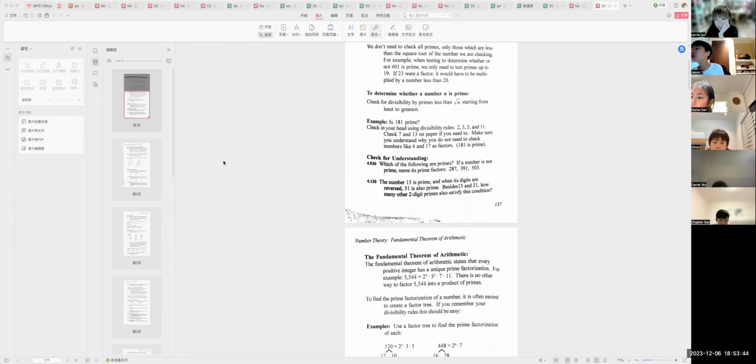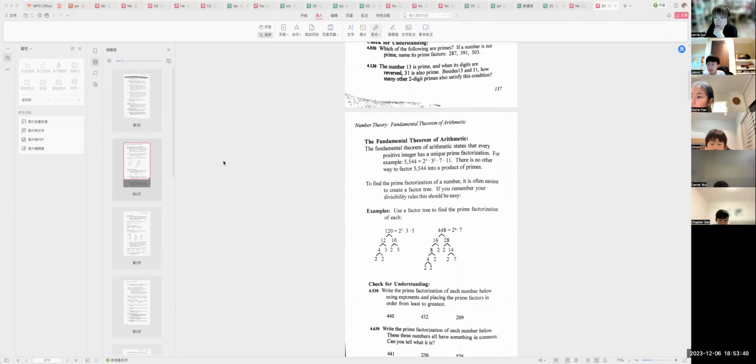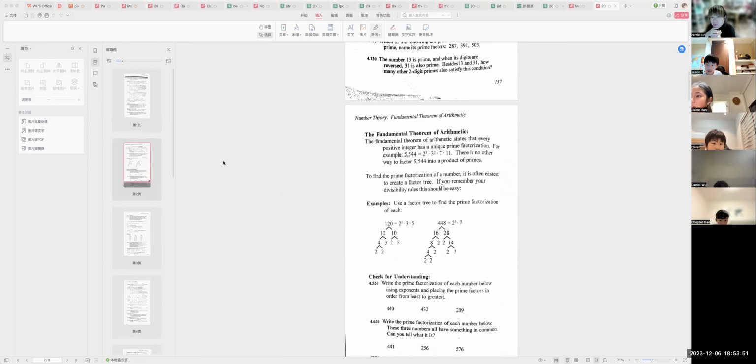So let's move forward to the fundamental theorem of arithmetic, okay? The fundamental theorem of arithmetic states that every positive integer has a unique prime factorization. For example, 5544 equals 2 cubed times 3 squared times 7 times 11. There's no other way to factor 5544 into a product of primes. To find the prime factorization of a number, it is often easiest to create a factor tree. If you remember your divisibility rules, this should be easy.